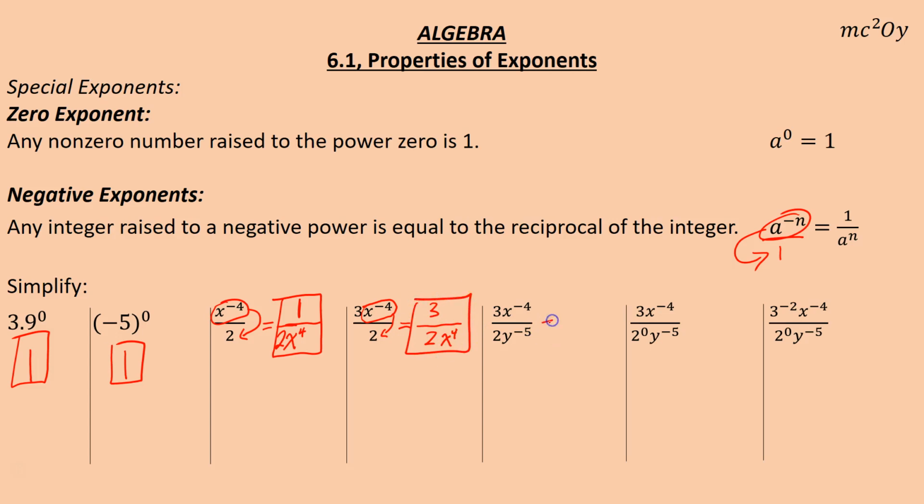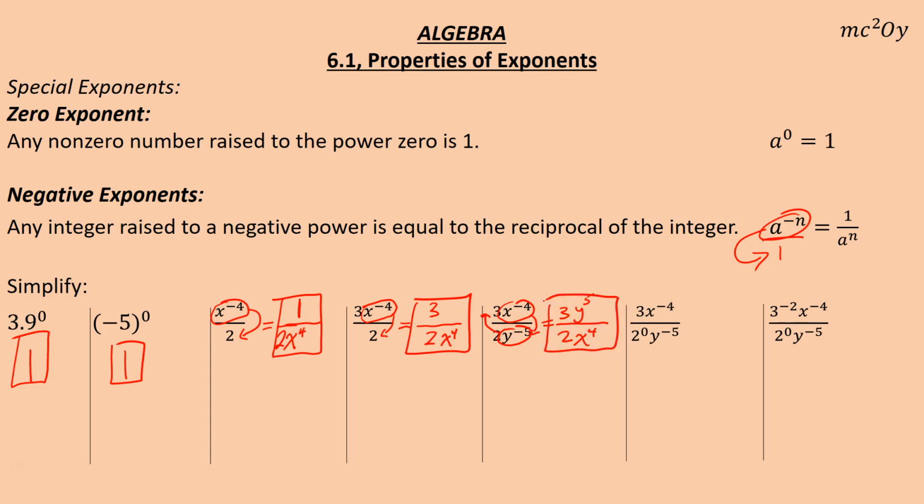Okay, and so looking at this next one, well, the 3 and the 2, they don't move. They're not being raised to a power. The x to the negative 4th has to go down. In fact, if something's on the bottom, the denominator, and it's being raised to a negative, it actually moves up. It changes sides. So the y to the negative 5th moves up and becomes y to the positive 5th. The x to the negative 4th moves down and becomes x to the 4th.